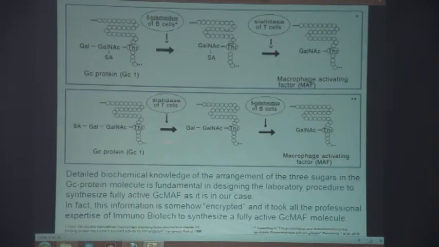And this detailed biochemical knowledge of the arrangement of the three sugars in the GC protein molecule is fundamental in designing the laboratory procedure to synthesize fully active GcMAF. And this information is somehow encrypted, and it took all the professional expertise of Immuno Biotech to synthesize a fully active GcMAF molecule. So we have to consider also this possibility.